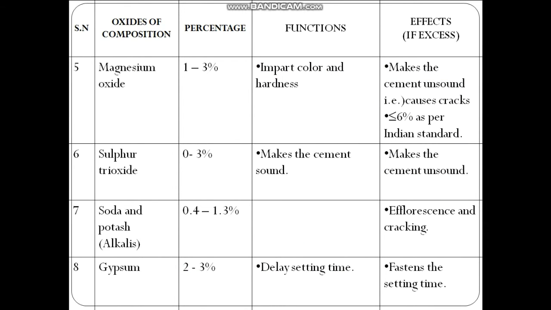Magnesium oxide. Magnesium oxide in the range of 1 to 3% should be added, and it imparts color and hardness, and if it is present in excess, it makes the cement unsound. Sulfur trioxide. Sulfur trioxide should be in the range of 0 to 3%, and its function is to make the cement sound, and if it is present in excess, it makes the cement unsound.